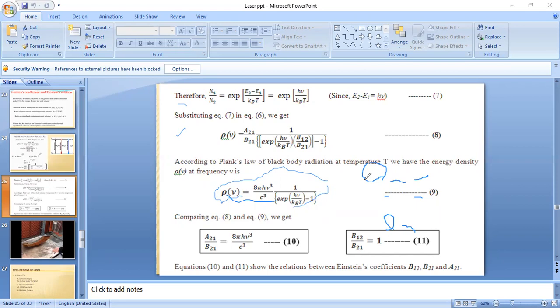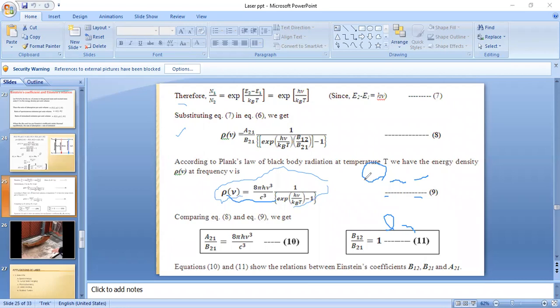Equation 10 itself represents the definition of laser. LASER stands for light amplification. The definition itself says amplified light can be achieved by means of the stimulated emission process. So here B21 represents stimulated emission.